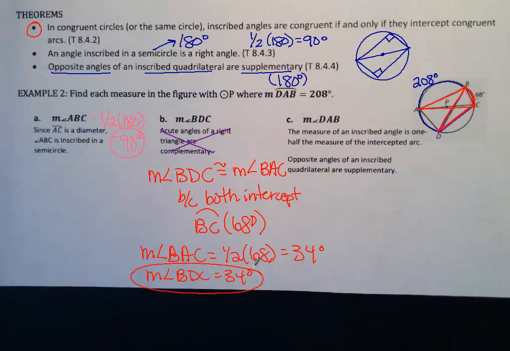Where did you come from? That was awesome. So why was it wrong when I originally said 34? Because you didn't show your work.